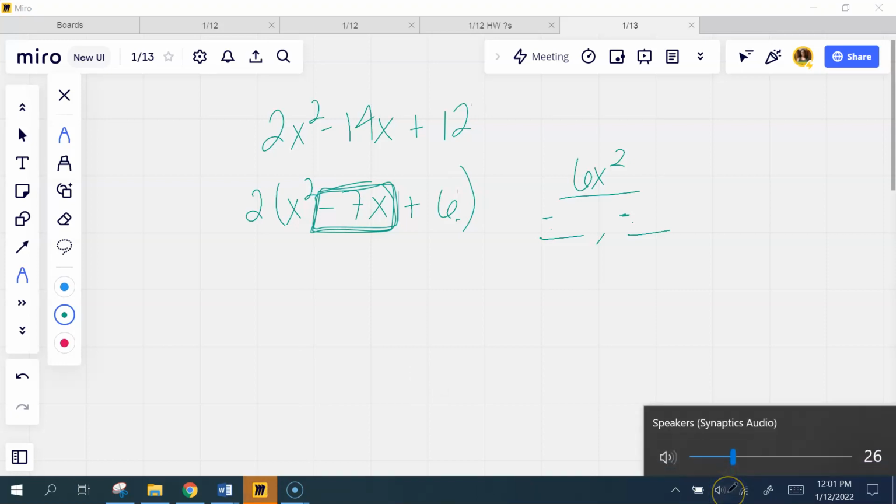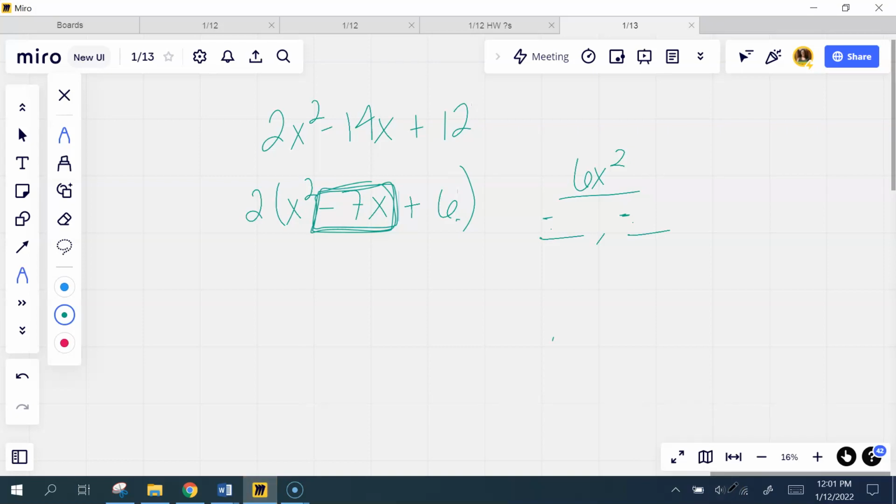So what multiplies to positive 6 but adds to negative 7? Negative 6x and negative 1x. So I'm going to rewrite. Now notice, I always told you to write the negative first, but they're both negative, so it doesn't matter which one you write first. And now I'm going to slash.